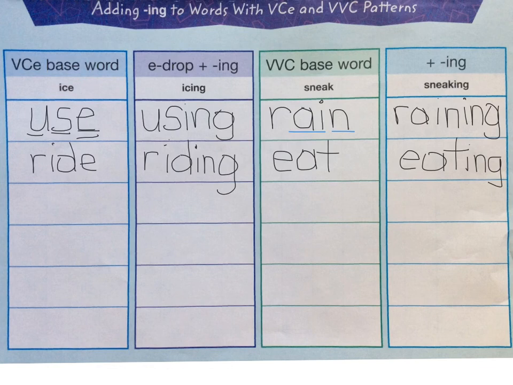Now what you need to do is stop the recording, and you need to take the rest of your word sort cards and place them under the correct word pattern. So you have your VCE base words. Next to it, put the same word that goes along with your VCE base word where you dropped the E to add the ing. Then in your third pattern where you have your VVC base words, next to it you need to find that same base word where you just added an ing. When you're all finished sorting your words, you need to continue the recording to check your word sort pattern and to see if you have them under the correct pattern.